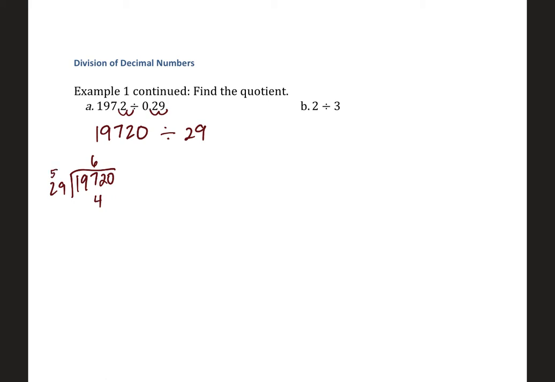6 times 2 is 12 plus 5, 17. Subtracting, we have 272. I'm bringing that 2 down.